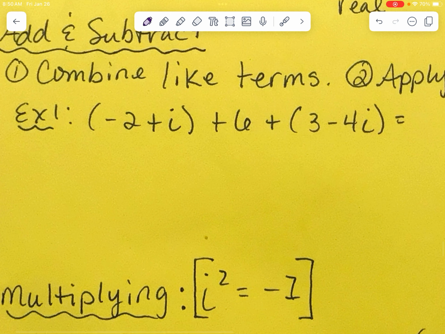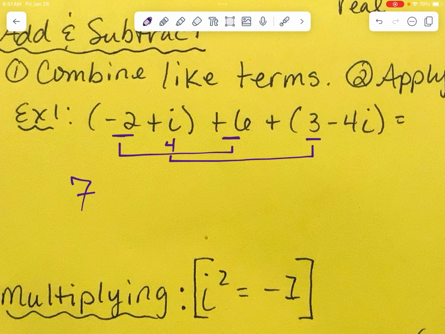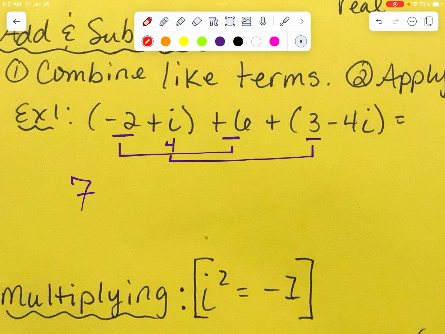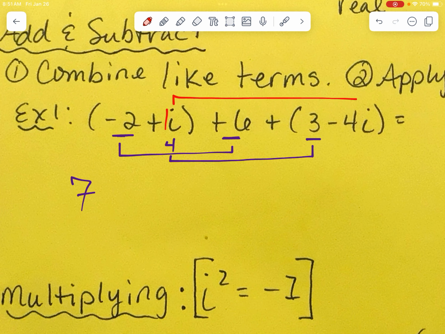Since we are adding everything, we can drop the parentheses and combine like terms. So we have -2, +6, and +3. We're going to put those three together. Here we go. -2 plus 6 is 4. Then I need to combine that 4 with a 3. That gives me +7. Now what we need to do is combine our imaginary components. We have 1i. We need to combine that with -4i. 1 minus 4 is -3, so that is -3i. And this is our answer.